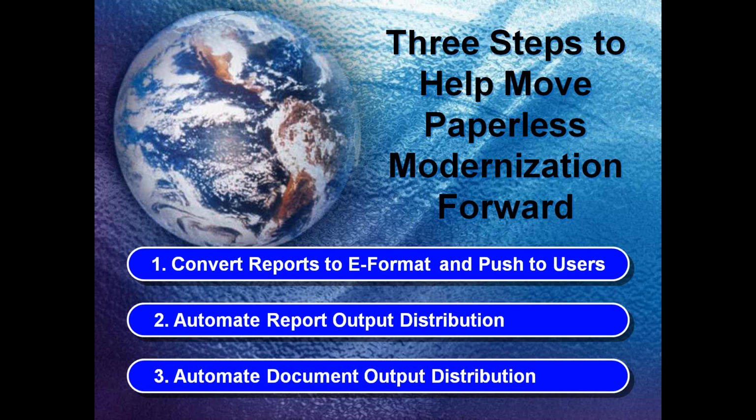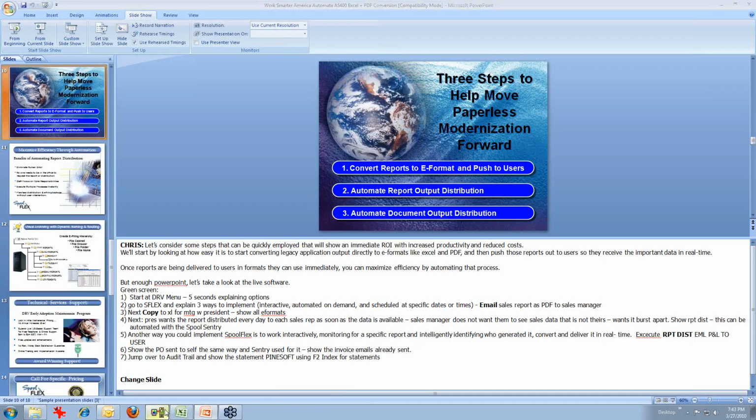Now, once the reports are being delivered to the users in these user-friendly formats that they can use immediately, you can maximize your efficiency by automating that process. Then the third prong will be to add the electronic forms into the mix. Using the same emailing and distribution backbone, we'll be able to do the same thing with electronic invoicing, delivery of statements, archiving, etc.